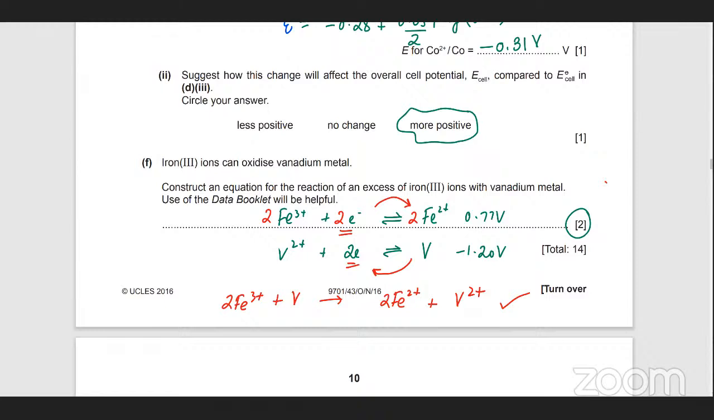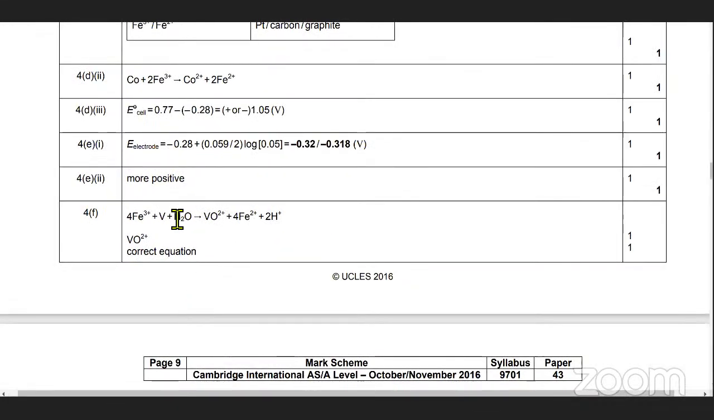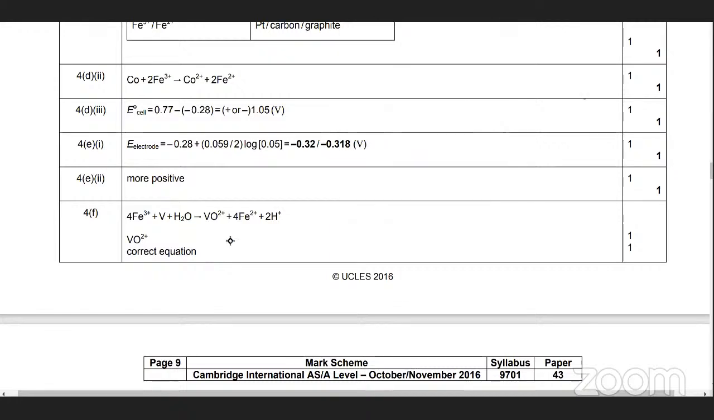But now the thing is, if you go and have a look at the marking scheme, this is probably not going to be the answer. The answer is a lot different. How did vanadium change into VO2+? That's the question. But where did this come from? Okay, there's vanadium changing into VO2+.